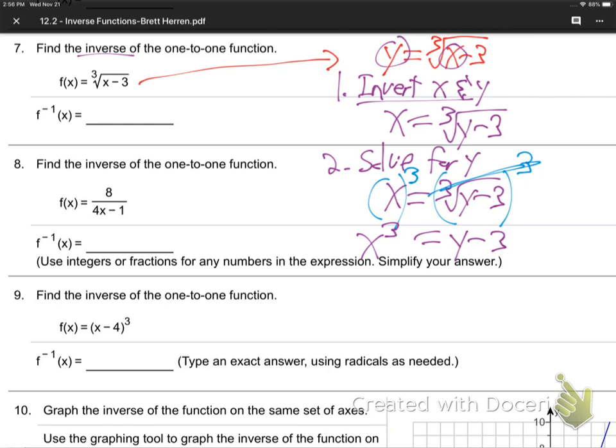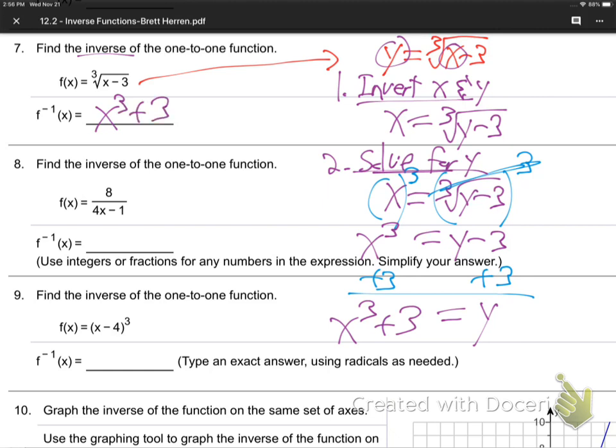Last step, add 3 to both sides so we can get that y alone. Trying to get y alone, right? Solve for y. y equals x cubed plus 3. That's the inverse function, x cubed plus 3.